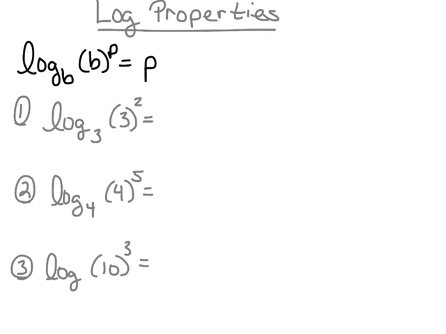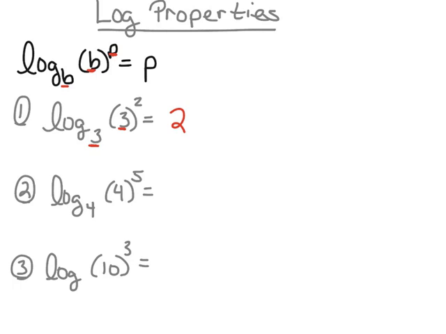The next property we have is log base b of b to the p power is equal to p. Now this property says that if the log, base, and the argument are the same, it's always going to be equal to the power. So notice how the base and the argument are the same. And anytime that's true, our solution or the answer is always the exponent. So if you look at our first example, log base 3 of 3 squared. Notice how the base and the argument are the same. And anytime this occurs, the answer is our exponent, which in this case is 2.